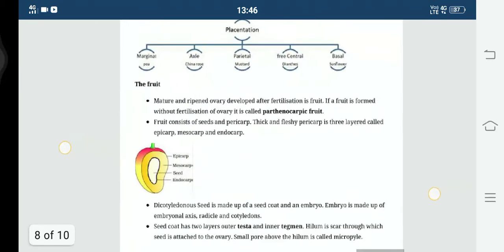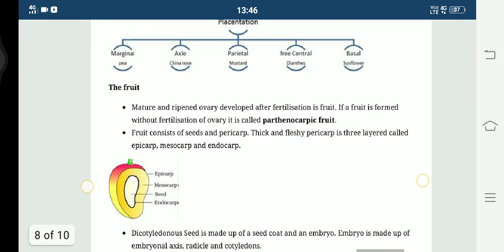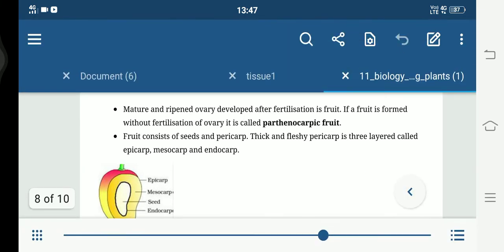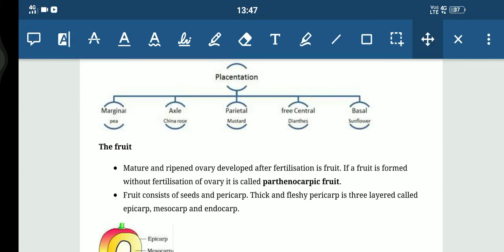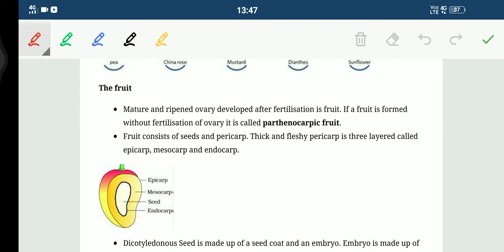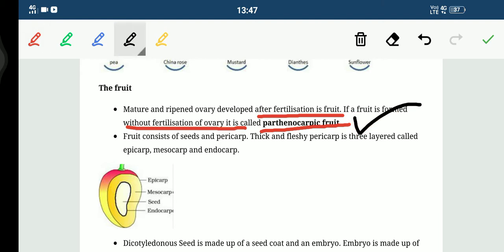Hello students. So we have already discussed placentation, right? Now coming on to the next thing that we have, the fruit. Here you can see that the mature and ripened ovary developed after fertilization is the fruit. Fine. And if a fruit is formed without fertilization of the ovary, it is called a parthenocarpic fruit, which is very important. Next students, fruit consists of seeds and pericarp.